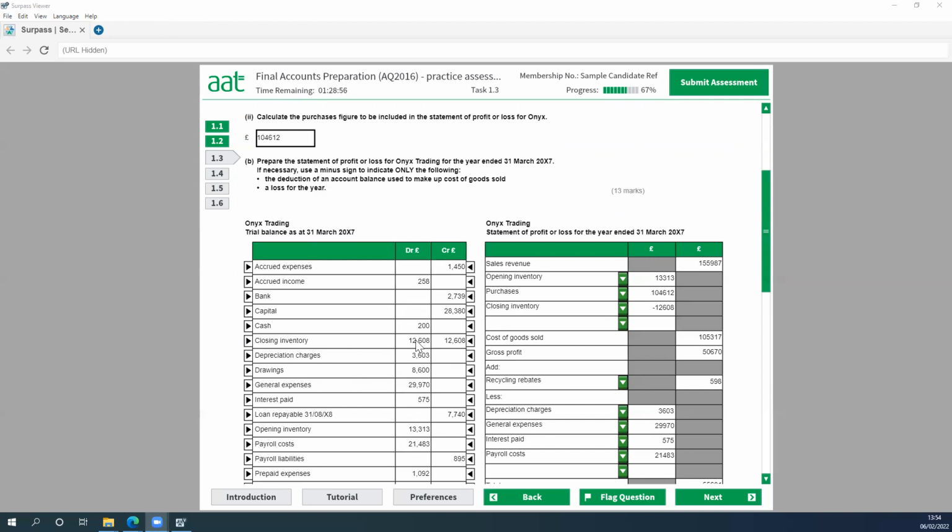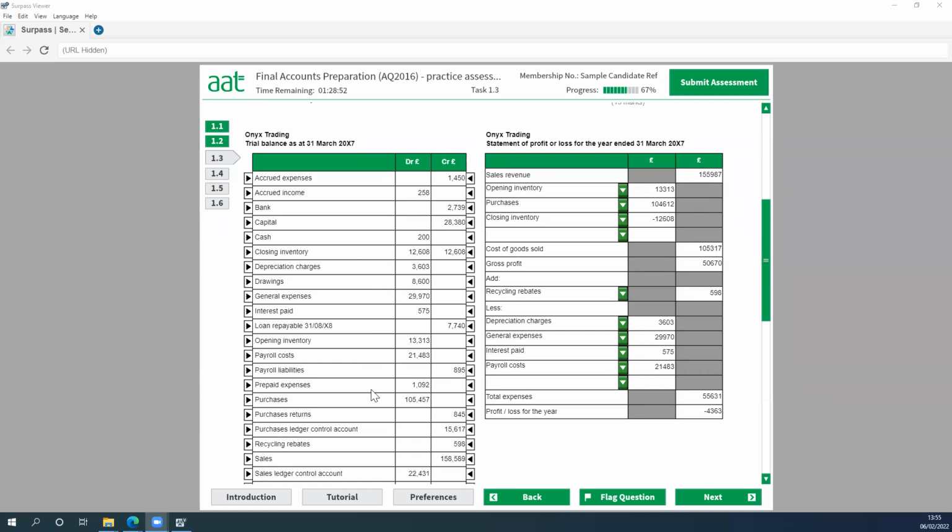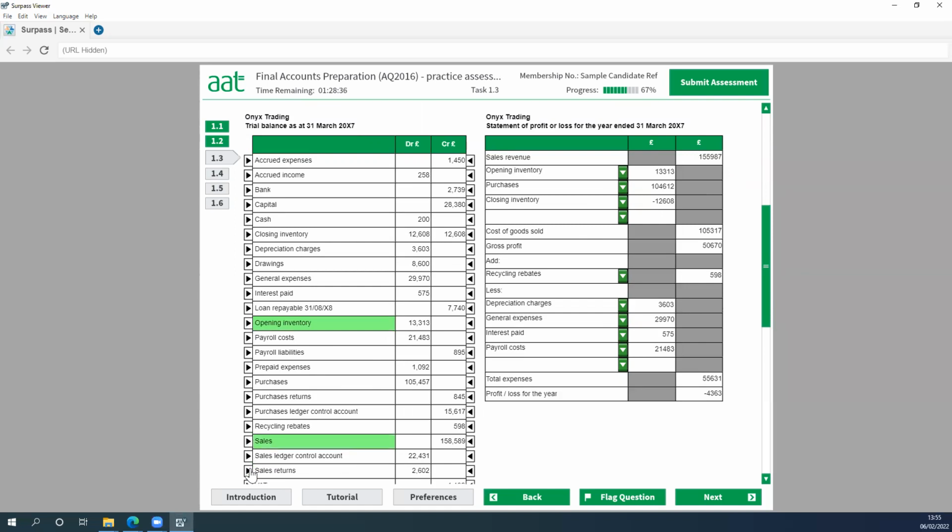So what's our opening inventory? Our opening stock is £13,313 plus the purchases. I should tick that off, shouldn't I? We should do the same with sales, it's good practice for you. So sales returns, purchases, purchase returns. Okay, so we've done our purchases, and then it's our closing inventory.